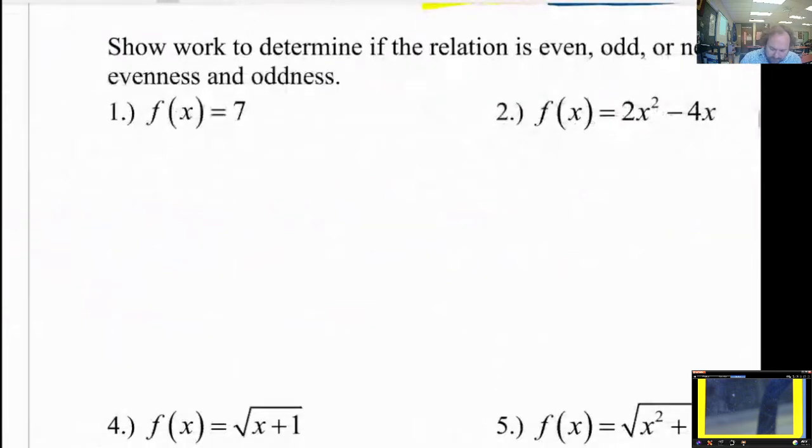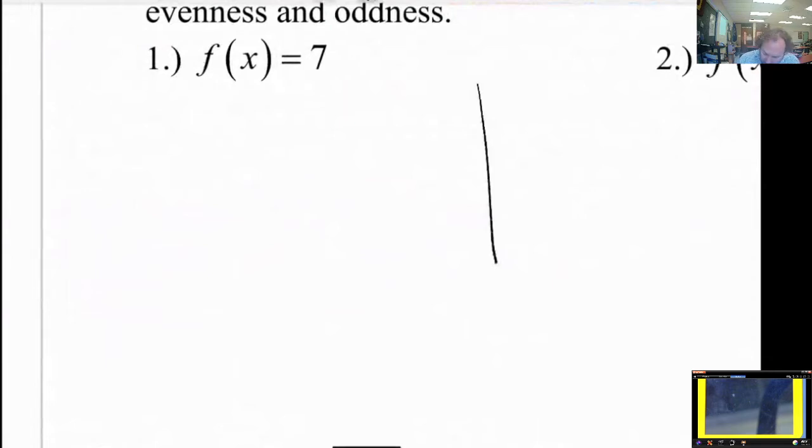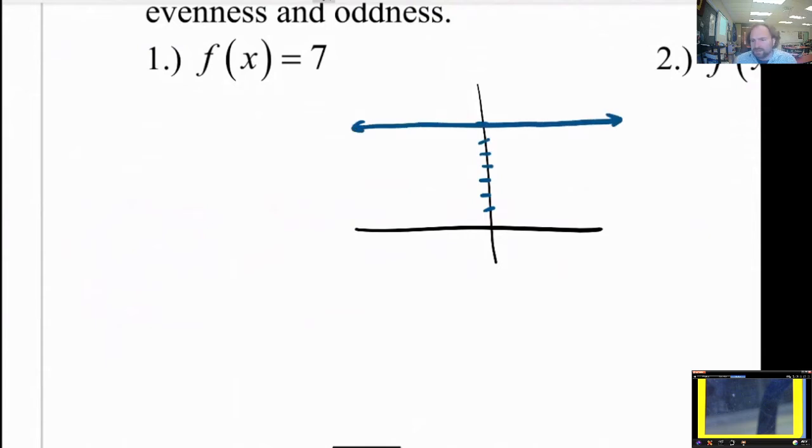So here's the idea. First of all, number 1 is kind of a special case, but it helps us talk about this a little bit. You might already know what the graph of this looks like. It's a horizontal line that goes through 7. 1, 2, 3, 4, 5, 6, 7. Horizontal line right there. This is an even function because it has y-axis symmetry. Here's the thing. f of negative x in this problem is still 7, since x is not a part of the function at all. f of x is 7, f of negative x is 7, f of any input is 7. So since these are exactly the same, this means that this is an even function.